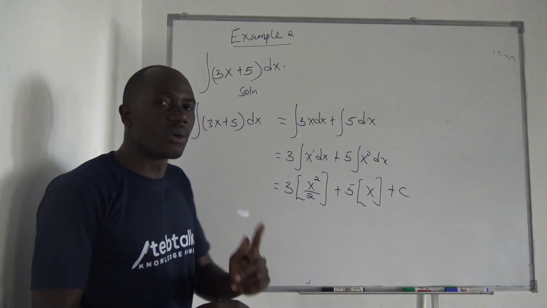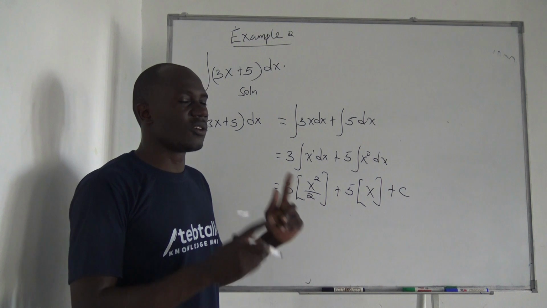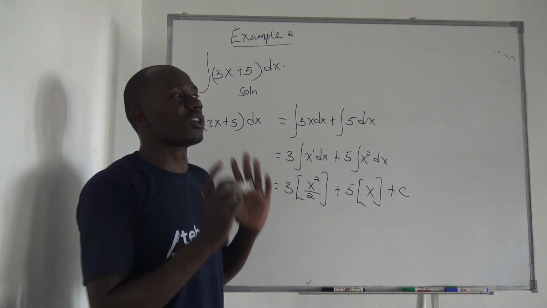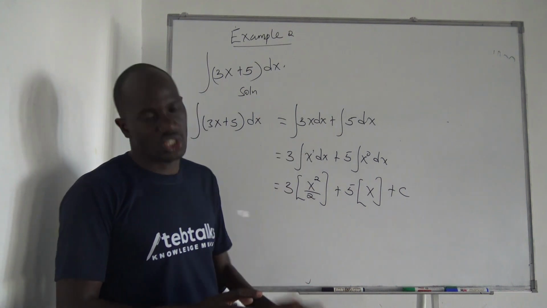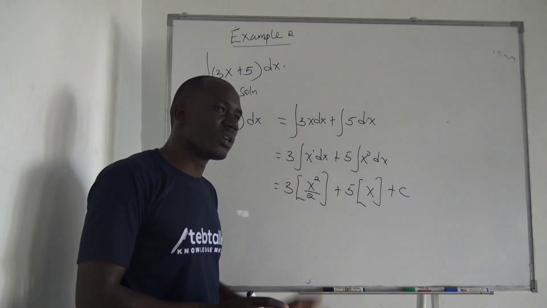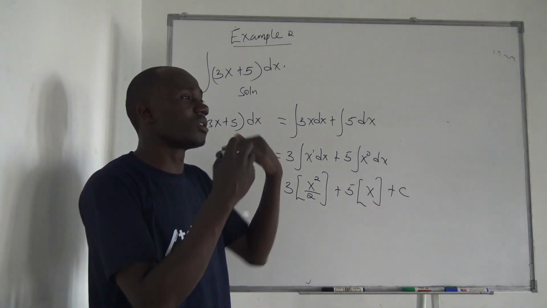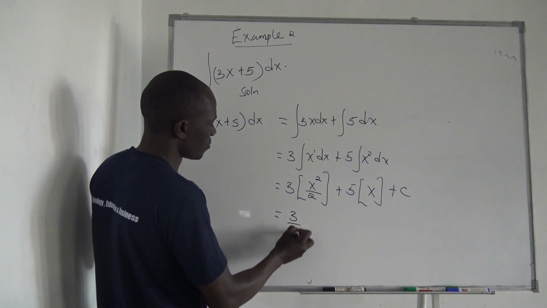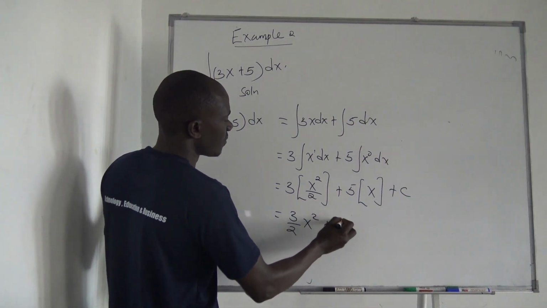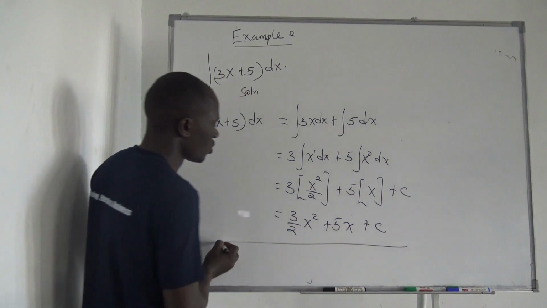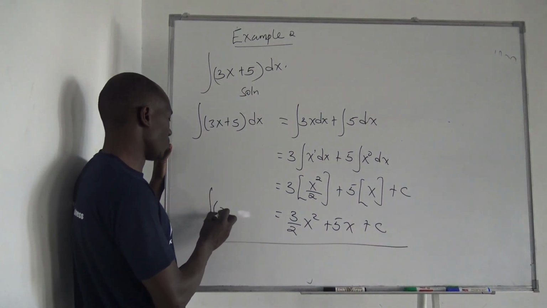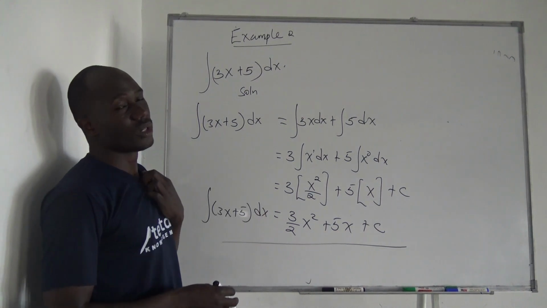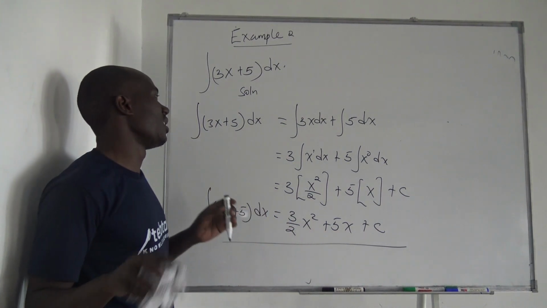Now, when you integrate a constant, you get 5x. If you integrate 3, you get 3x. But if you differentiate a constant, you get 0. When you integrate a constant, you get 5x, or if you integrate 2, you get 2x. So what does it become? This is the same as 3 out of 2 x squared plus 5x plus a c. So you have already integrated 3x plus 5 dx. That's how we integrate such kind of a number.